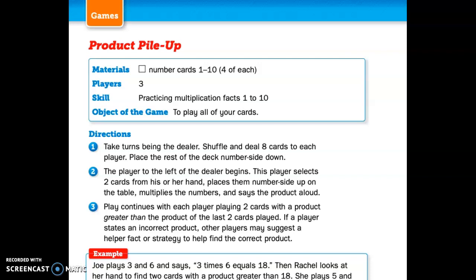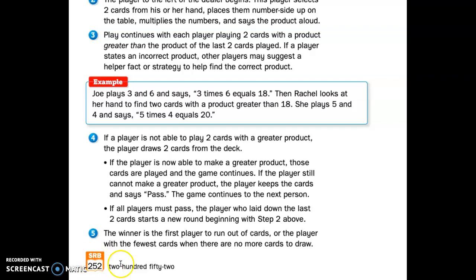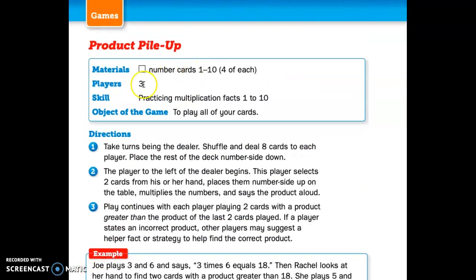Okay, so for lesson 9-1, we have a new game. It's called Product Pileup. What you're going to need, this is on page 252 in your student reference book, that hardcover, is number cards, 1 through 10, 4 of each. If you grab a deck of cards, do aces, and then 2 through 10, that's all you're going to need. You can even make your own cards if you don't have them. Just write 1 through 10, but make 4 of each.